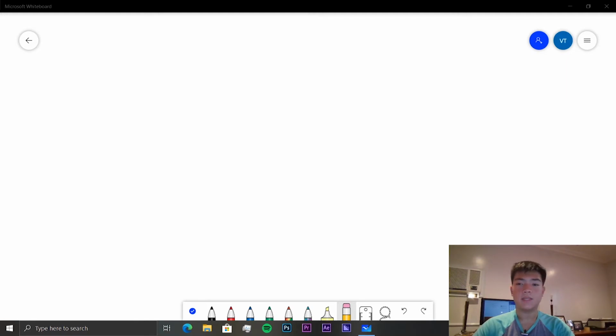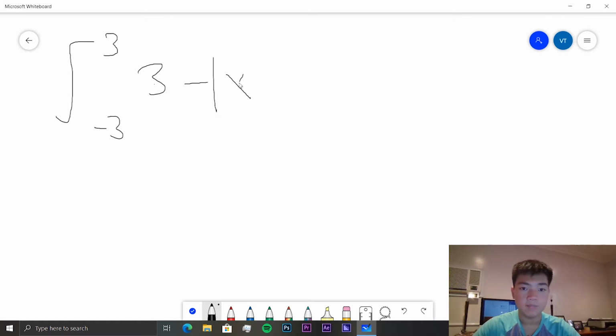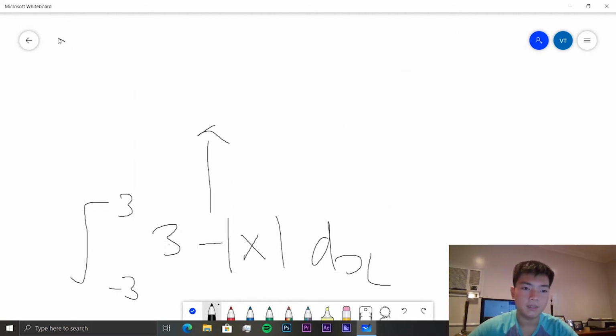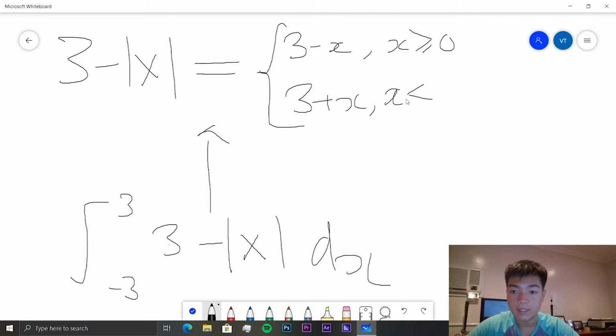Let's move on to the next question, where we have to find the definite integral between x equals -3 and 3 of y is equal to 3 minus the absolute value of x. And so how do we integrate an absolute value function? Well, we actually have to split it into its piecewise components, because 3 minus absolute value of x is equal to 3 minus x for when x is greater than or equal to 0, and 3 plus x for when x is less than 0.